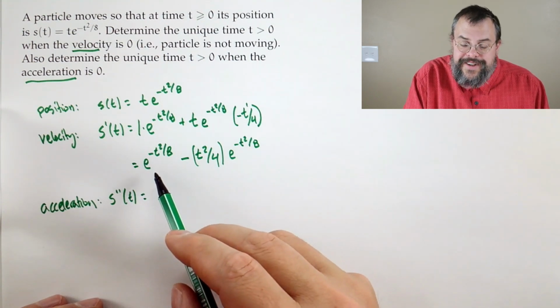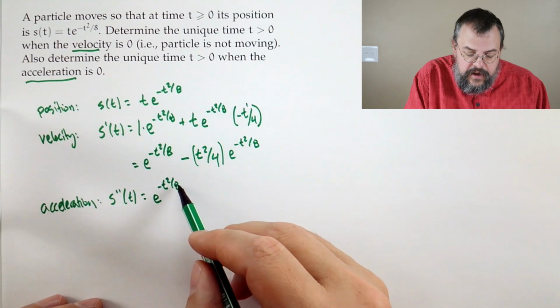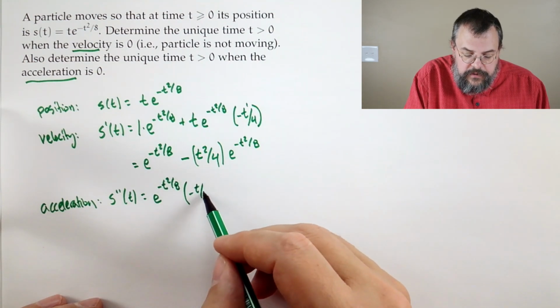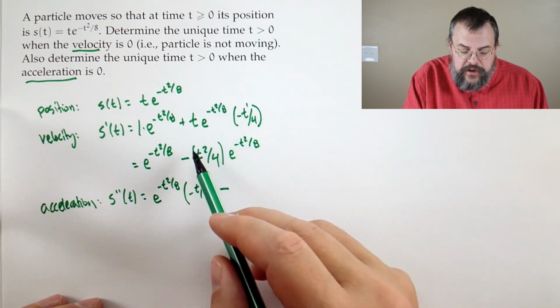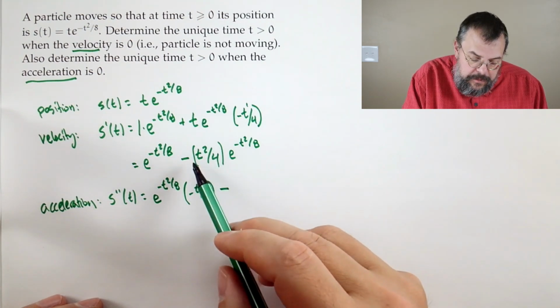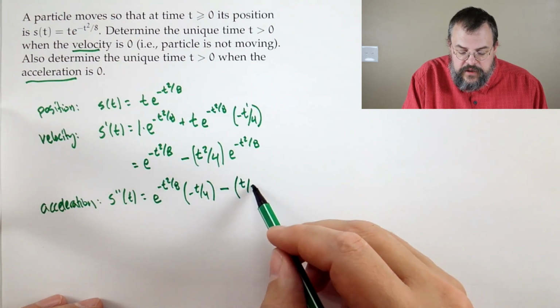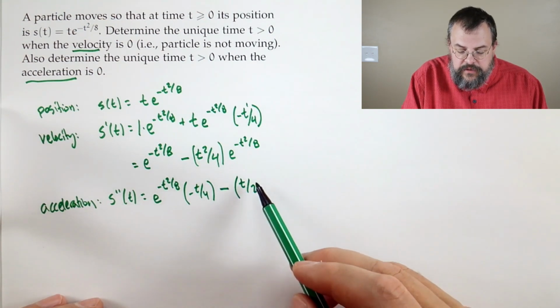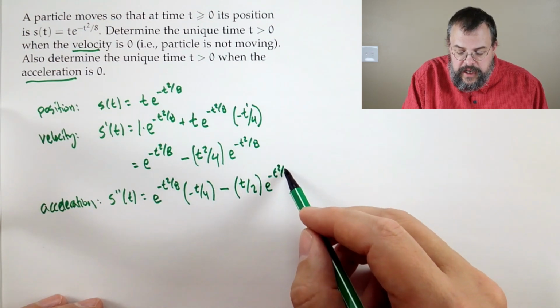All right, so we take the derivative of the first. So, chain rule. Well, it's the same thing we just did: e to the minus t squared over 8 times negative t over 4. Product rule here. So, minus the derivative of the first. The 2 comes down, so 2t over 4, which we'll write as t over 2. That's the derivative of t squared over 4, times the second function, e to the minus t squared over 8.